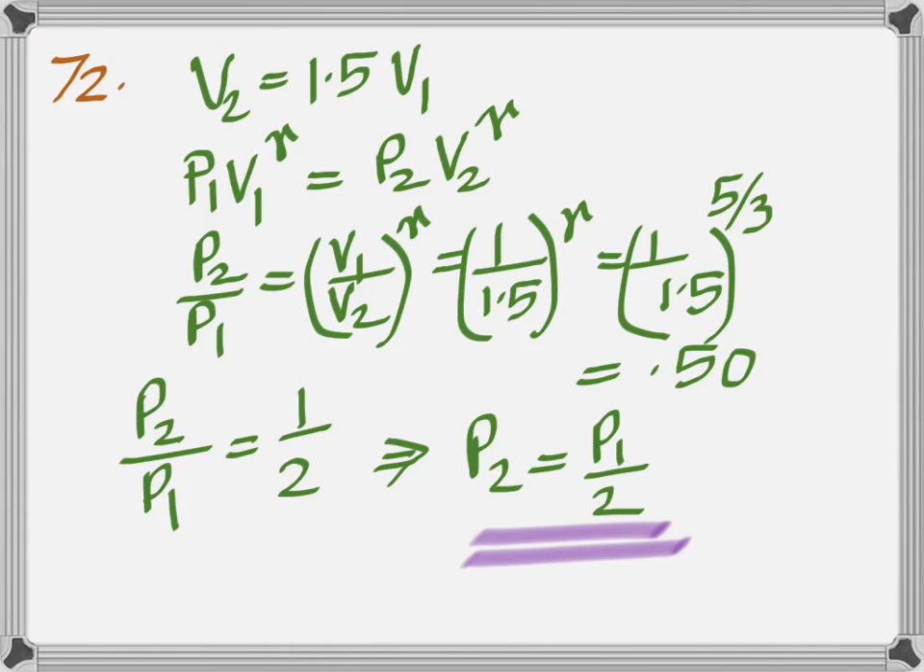So if the volume increases by 50%, the pressure is reduced by half. Did you see that? P1 by 2.